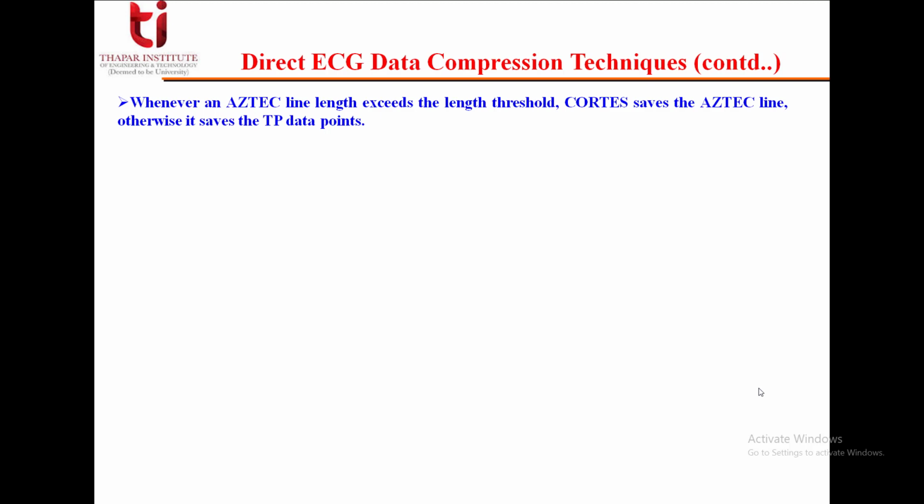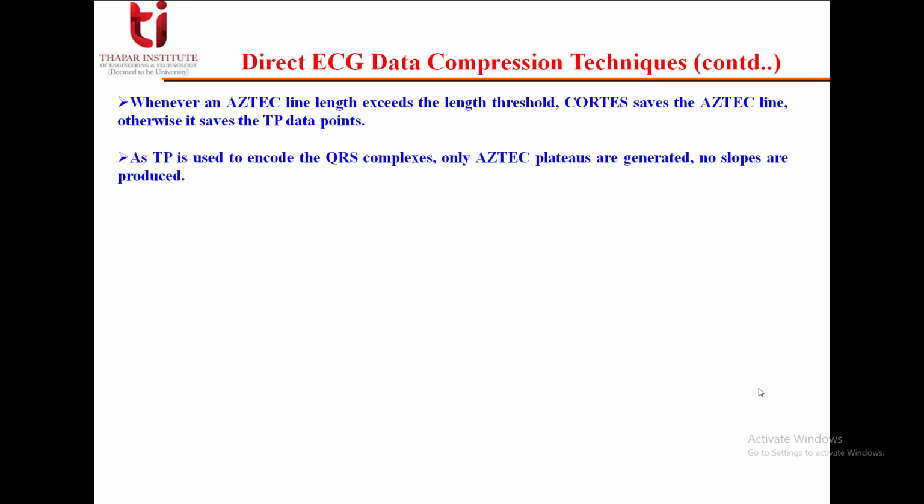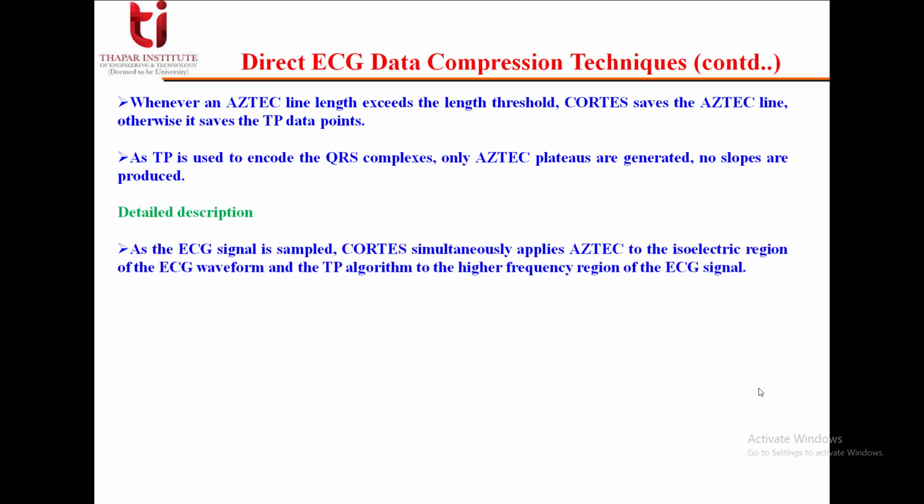Whenever an AZTEC line length exceeds the length threshold, CORTES saves the AZTEC line, otherwise it saves the turning point data points. So TP is used to encode the QRS complexes. Only AZTEC plateaus are generated and no slopes are produced in that. Now let's move on to the detailed description of this algorithm.